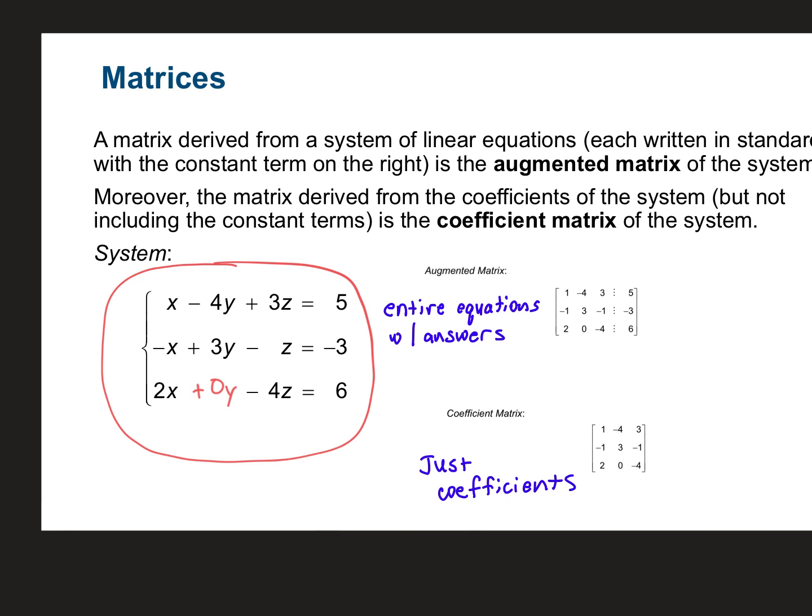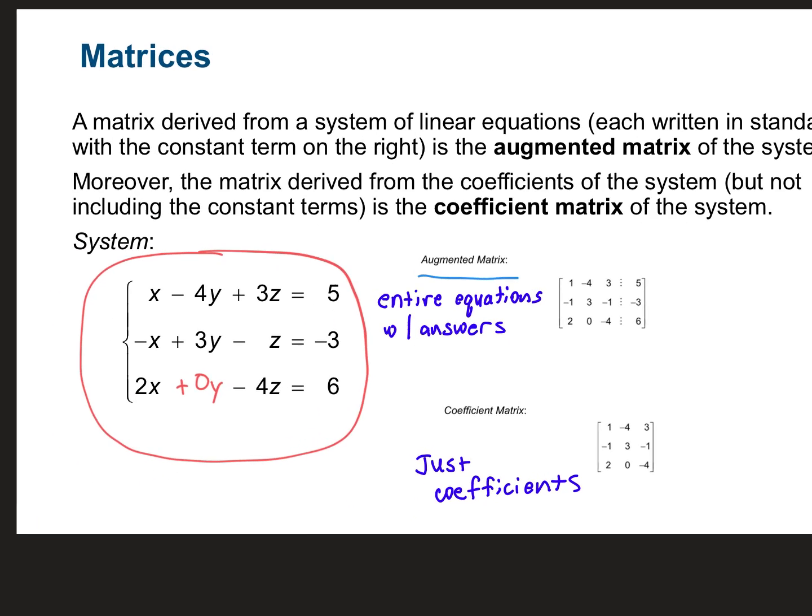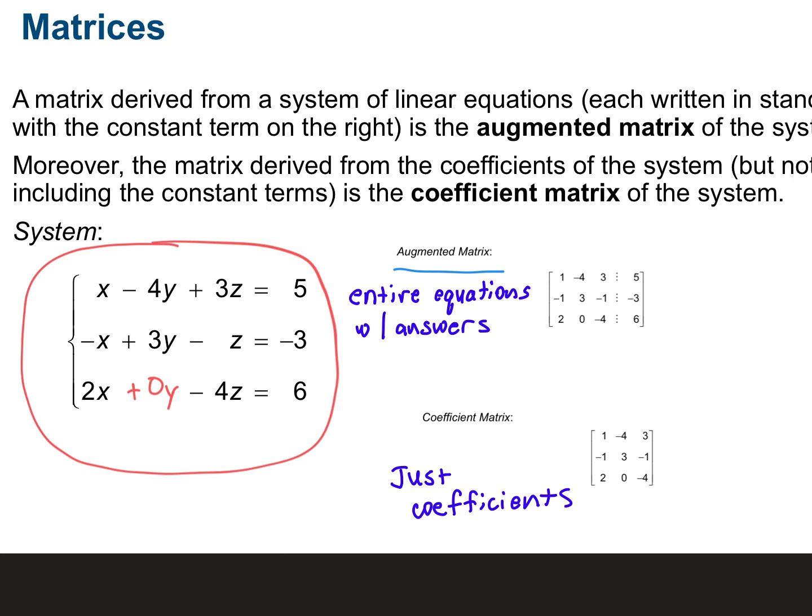I want you to compare the system of equations that I circled to where it says over here, the augmented matrix. Just look at those two. What do you notice? I know it's small. Just zoom in on it. It's the same. What is it just missing? The letters, right? When they tell you, given this system of equations, write the augmented matrix, all they want are the coefficients and the answers.